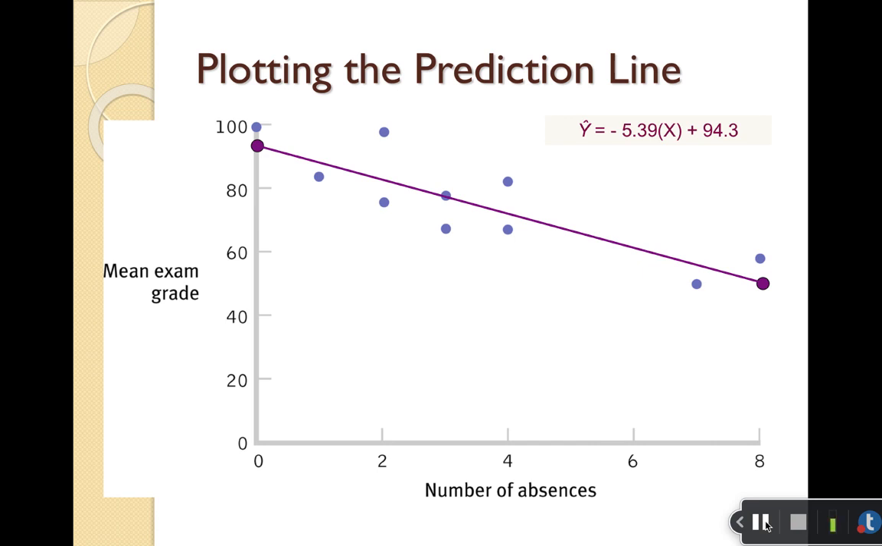seems pretty good. You can see that if I plug in 1 for x, I would basically get negative 5.39, subtract that from the intercept of 94. So I'd be at about an 89-ish% for missing class once. So you can see that for every additional absence, or every increase in x, we would expect our exam grade to drop by approximately 5 points. So you could see what would happen if I plugged in 10, 20, you'd get some nonsensical numbers.